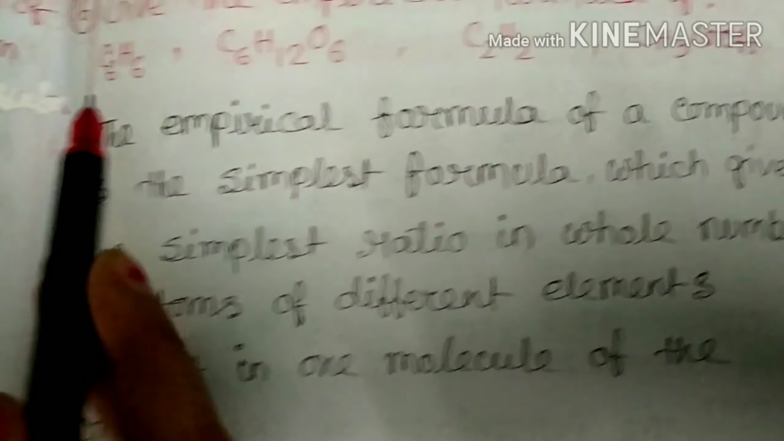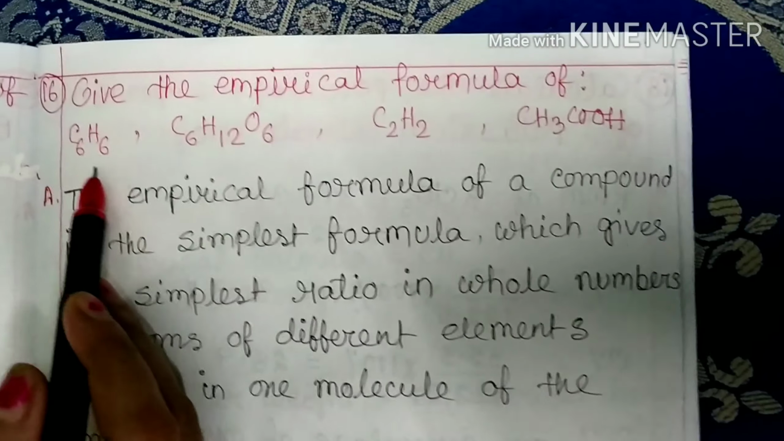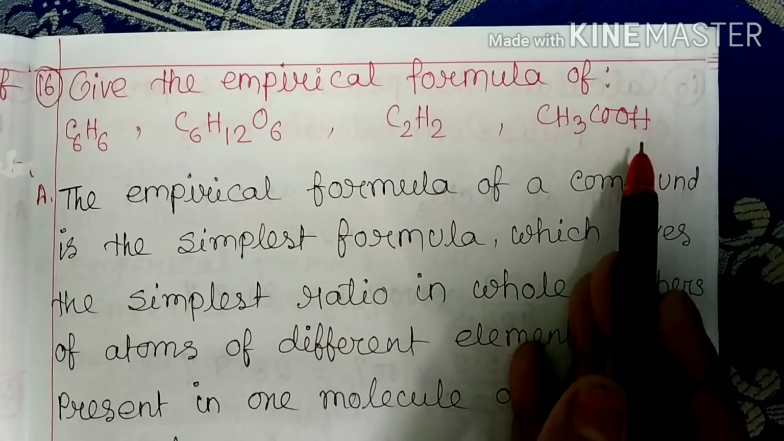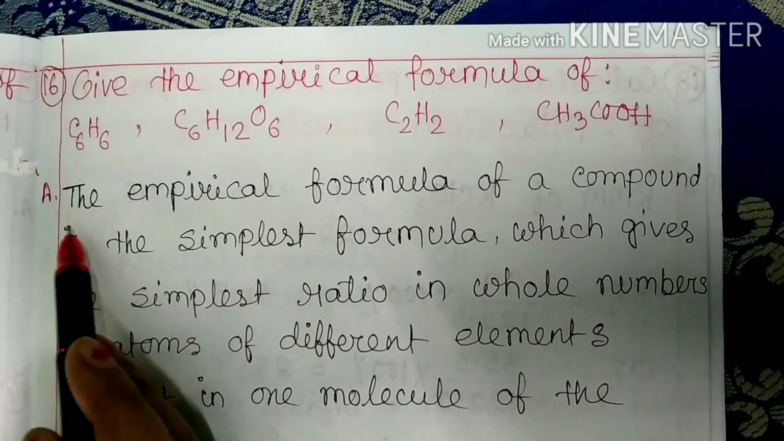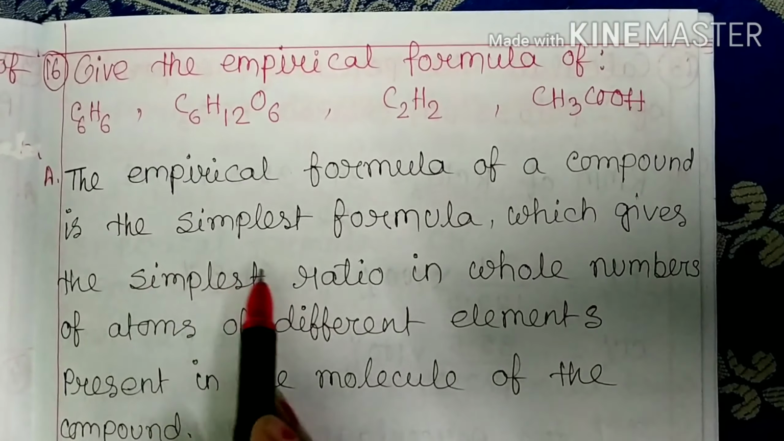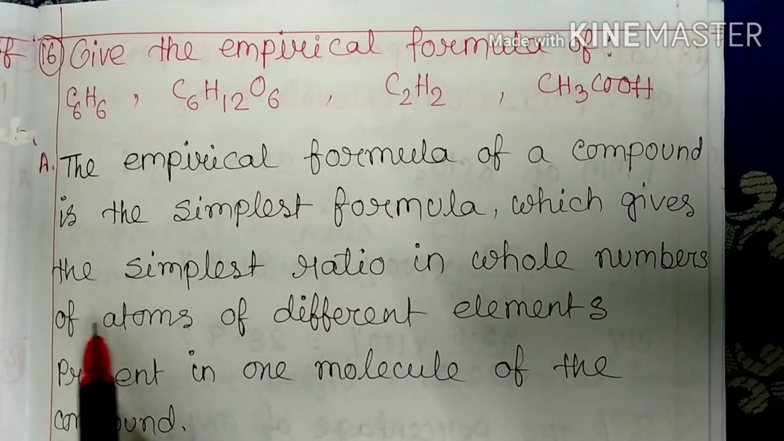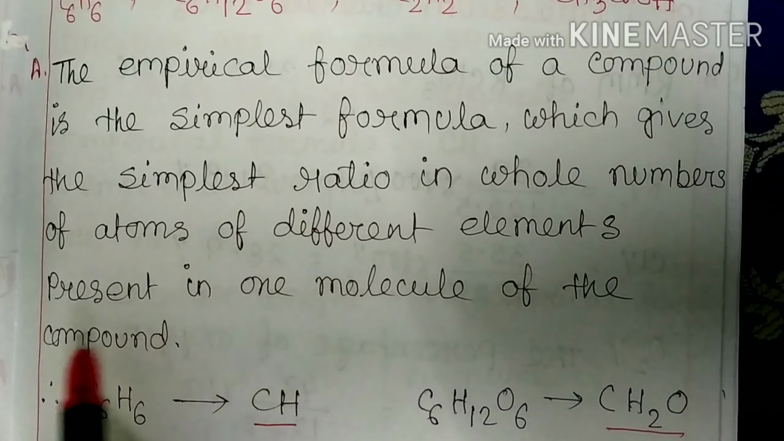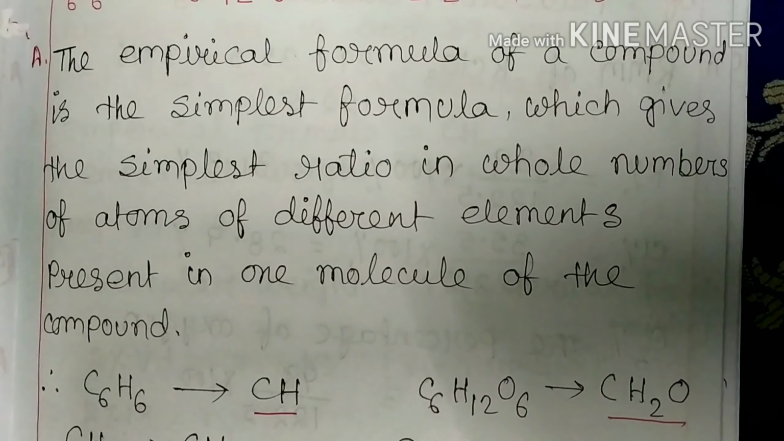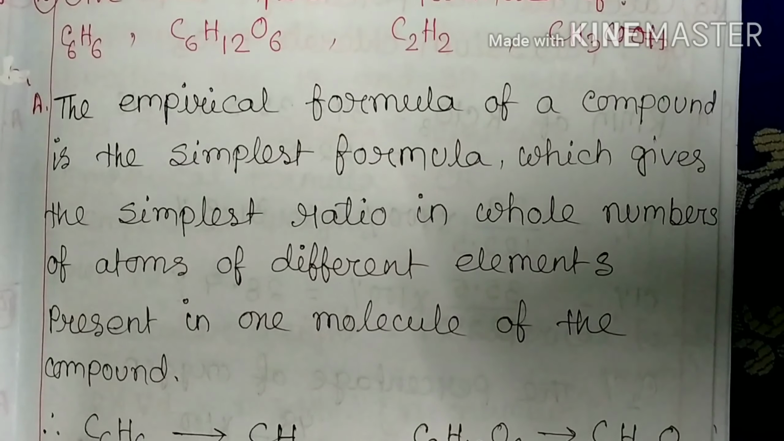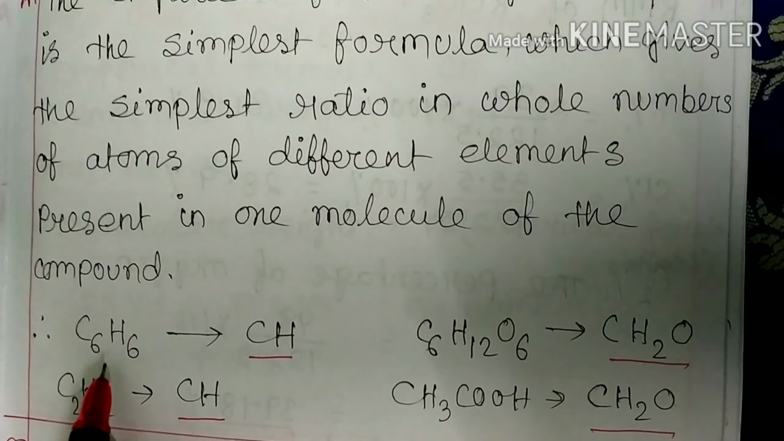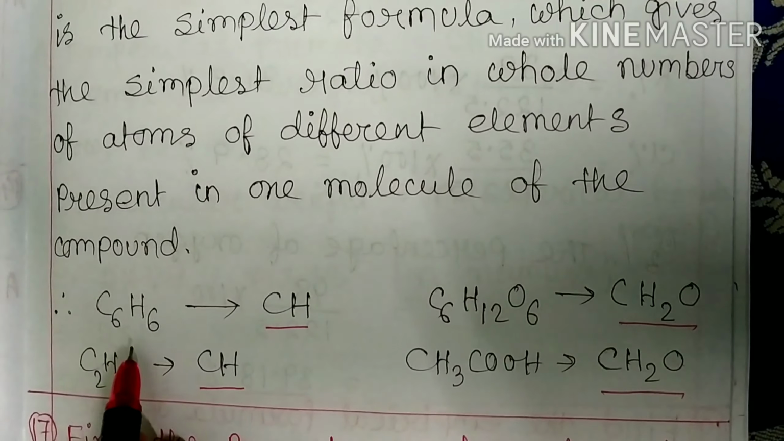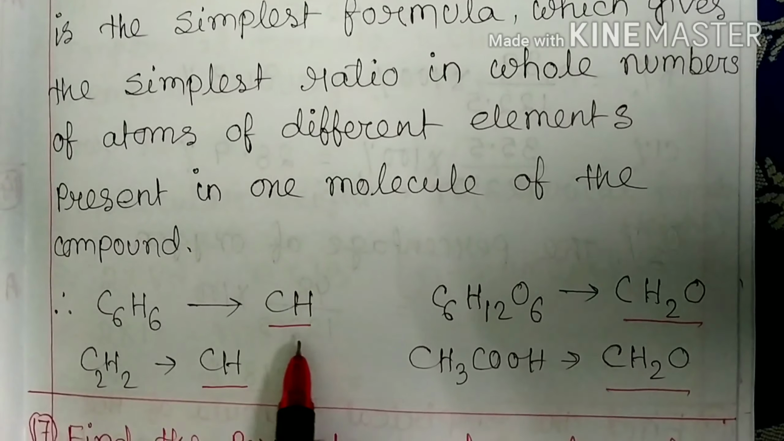Now next, 16. Give the empirical formula of C6H6, C6H12O6, C2H2, CH3COOH. Now what is empirical formula? The empirical formula of a compound is the simplest formula which gives the simplest ratio in whole numbers of atoms of defined elements present in one molecule of the compound. Say example, C6H6. Here number of carbon atom 6 and also number of hydrogen atom 6. So the ratio of carbon and hydrogen is 1:1. Therefore the empirical formula is CH.